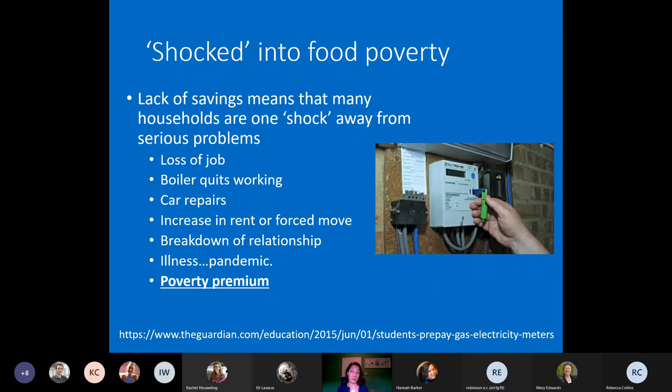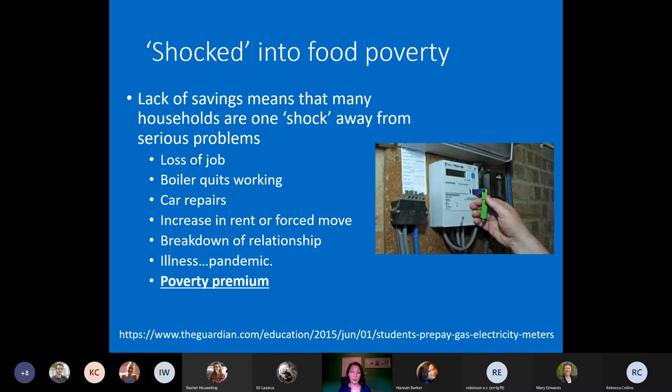But then the boiler breaks down, and boilers cost about £2,000 to replace, and you've got to have one. So all these kind of unexpected expenses. And keep in mind, there's a lot of people in this country, I forget the exact percentage, but it's a fairly shocking proportion of the population who have less than £100 in savings. So unless you have savings, you're going to be in serious trouble.